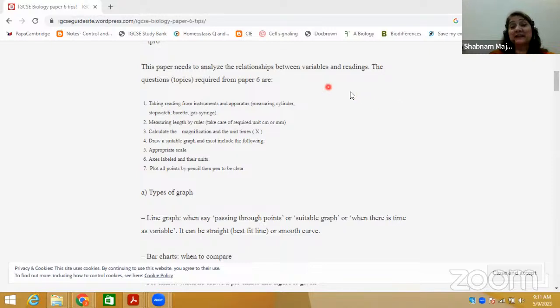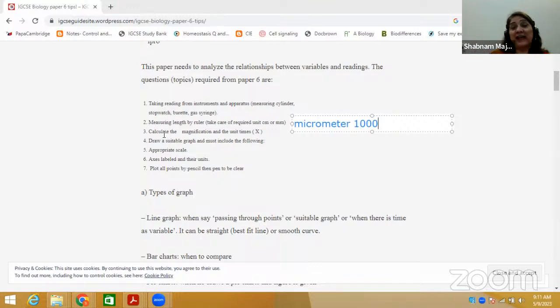Then another very important thing they may ask is to convert millimeters into micrometers. If you need to convert millimeters into micrometers, you have to multiply by 1000. And if micrometers need to be converted back into millimeters, you have to divide by 1,000. So this is common for both IGCSE and O-levels.